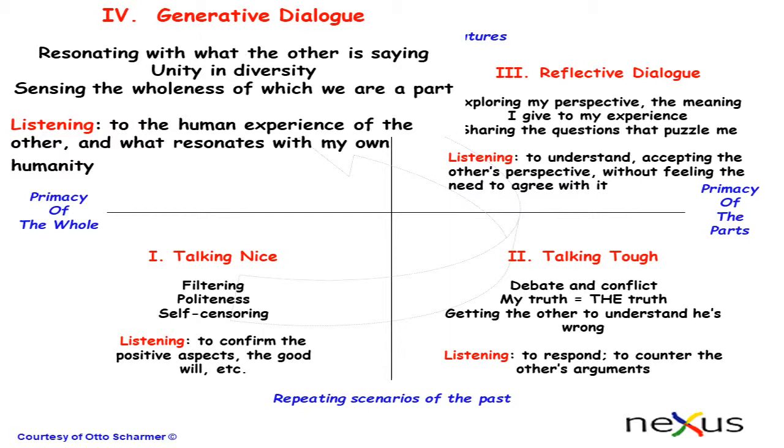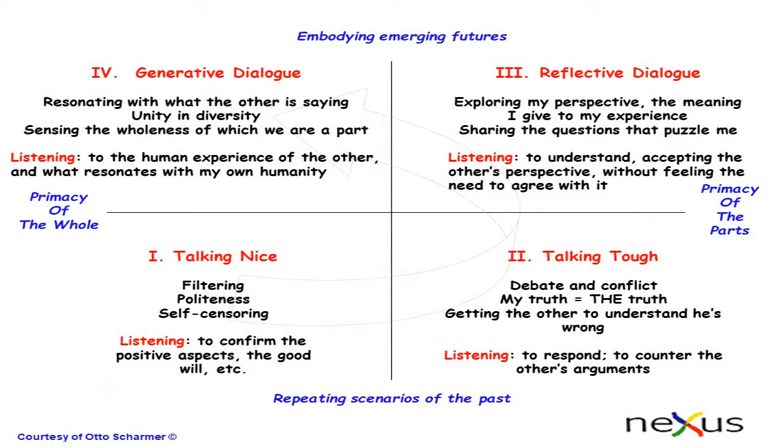In that field number 4, because it starts resonating in us, we listen to the human experience of the other. We listen to what resonates with my own humanity in what I'm hearing the other talk about. Okay, so this is the 4 fields of dialogue. As a tool, as I said at the beginning, it's primarily a map. It's a map that can serve you in 2 ways. First way of using this map, it will help you design the conversations.